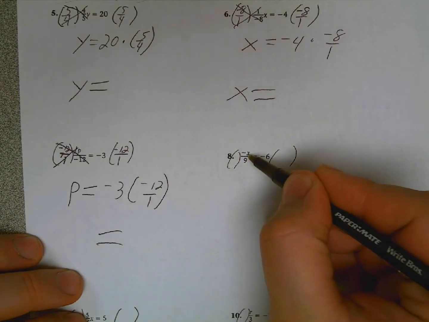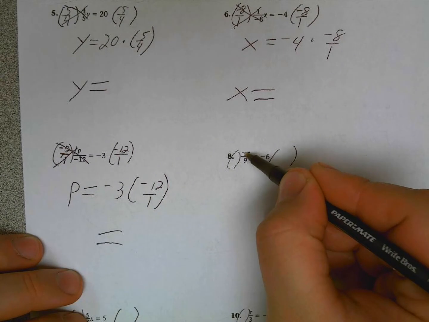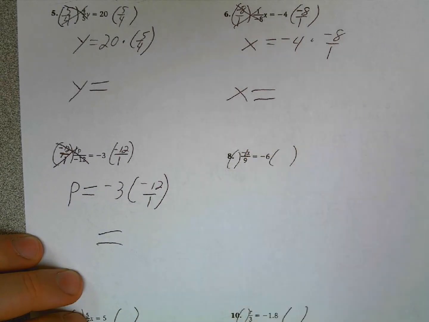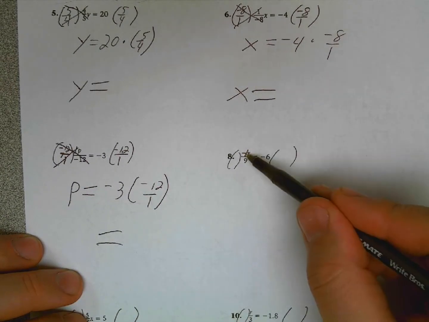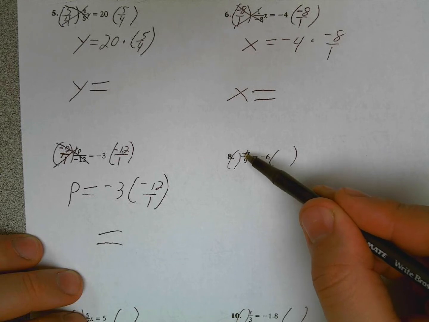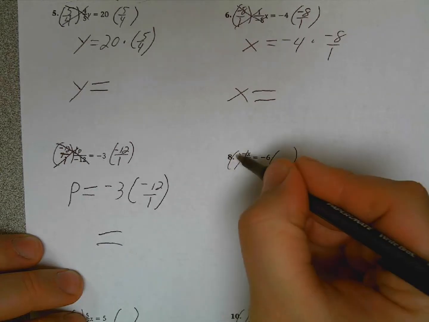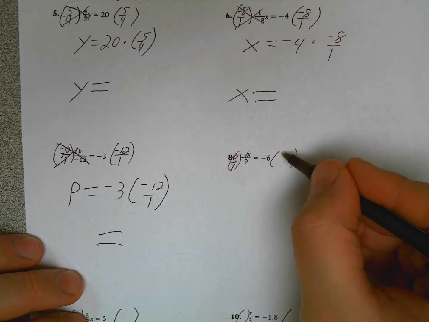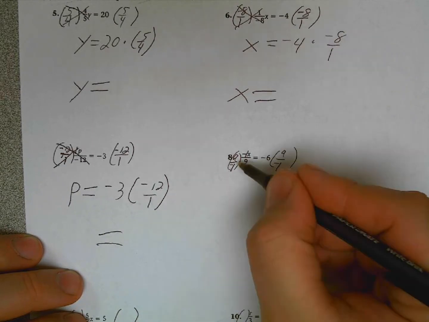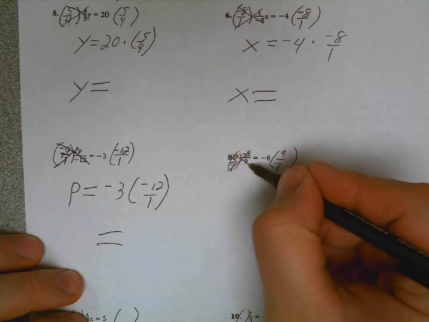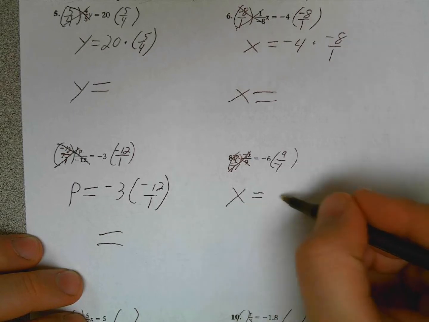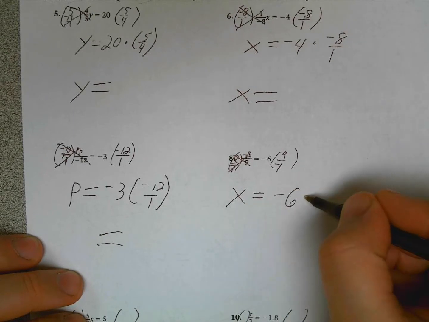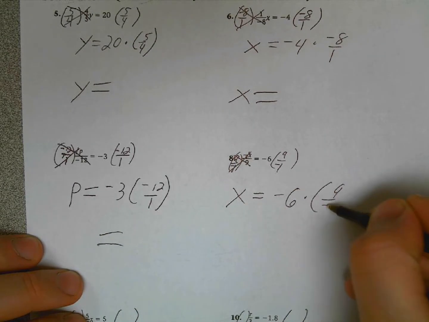Right here, if you got a negative 1x, when there's no number there, it's automatically a 1. So this is negative 1 over 9. We'll flip that. That's 9 over negative 1. So the negative 1's cancel out, the 9's cancel out. You're left with x equals negative 6 times 9 over negative 1.